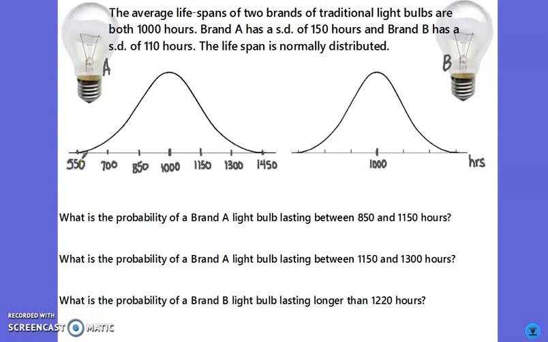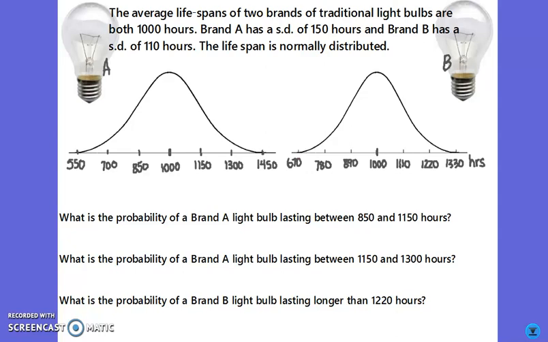And then on brand B, it's going to look a little different because the standard deviation is 110, right? So each of these little marks is going to be 110 hours from the mean. And in just a minute, we'll see how we can use this to answer these questions. So once again, the spacing of those is just related to the standard deviation.